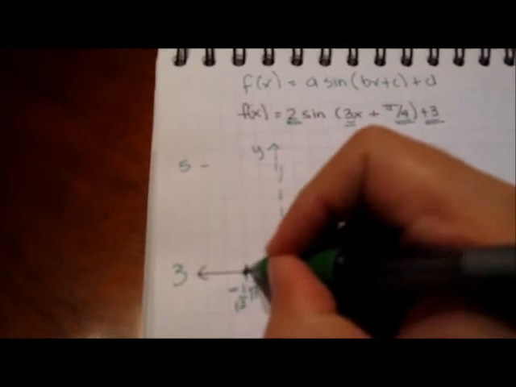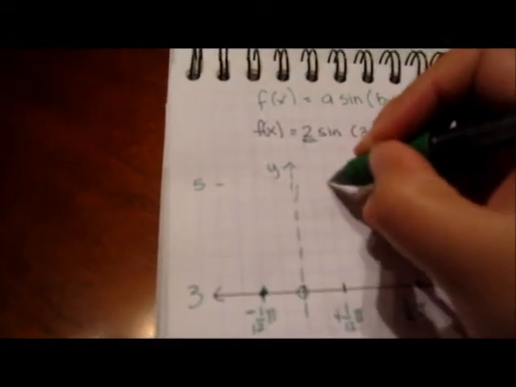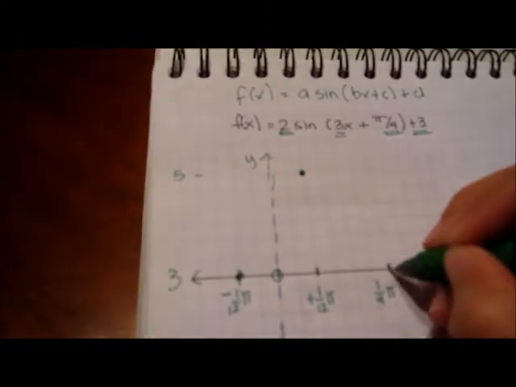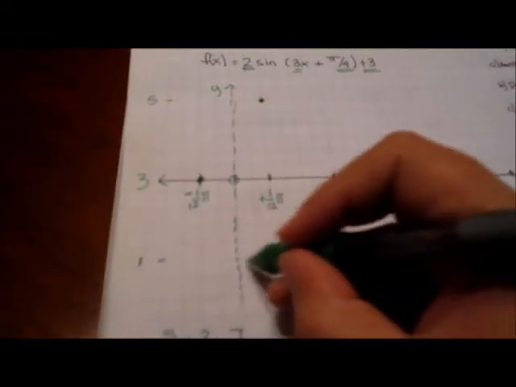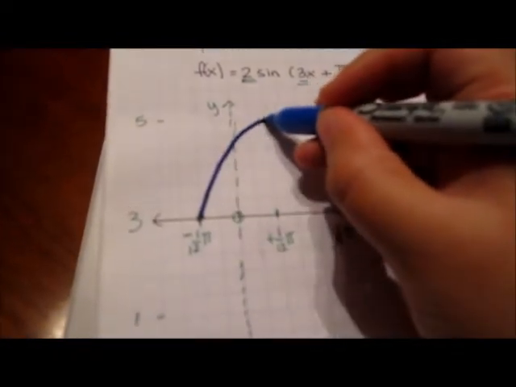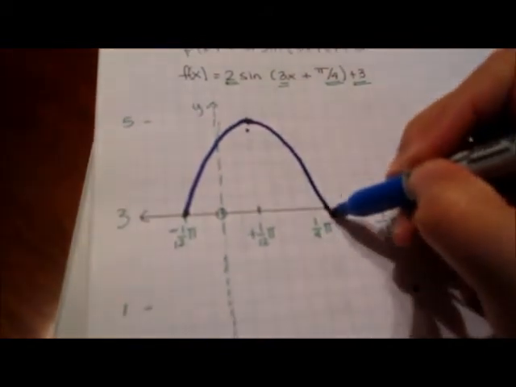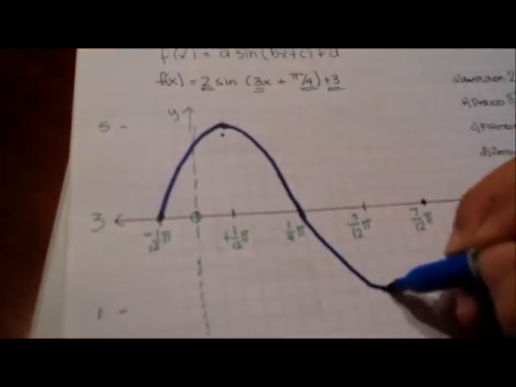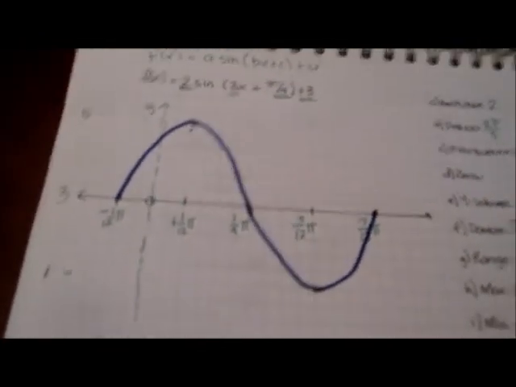I have sine. So my starting point is going to be this one. My second is going to be this one. Third, 4 here, and 5. And then what do I need to do? Well, I just need to join the dots. It's 1, 2, 3, and 4. And I finish. Well, I finished the graph, but I need to fill all the information.